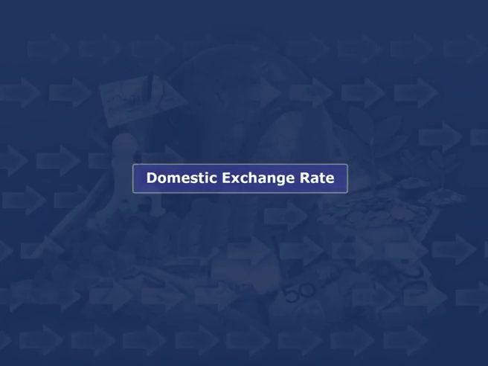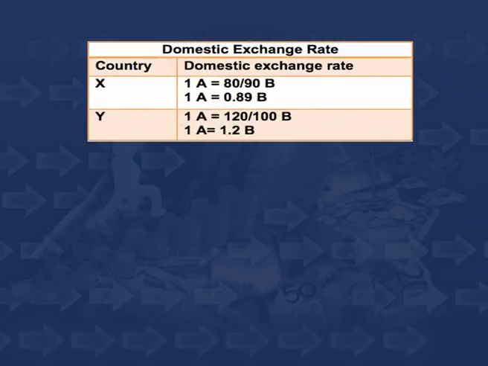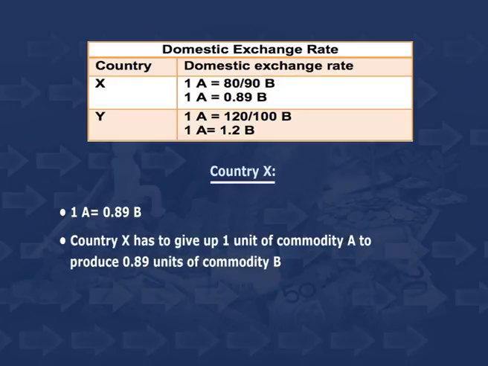Let's talk about domestic exchange rate. International trade will take place if it is beneficial to both the countries. The domestic exchange rate is depicted in the table. Let's talk about country X. In country X, 1 unit of commodity A is equivalent to 0.89 unit of commodity B. Country X has to give up 1 unit of commodity A to produce 0.89 units of commodity B.